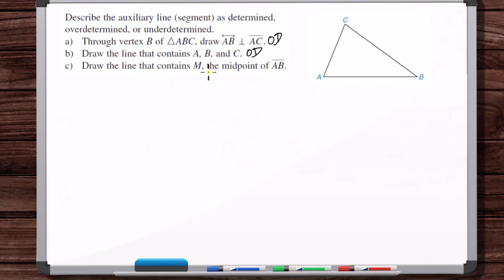Okay, the line that contains M, the midpoint of AB. Yeah, you see, that's underdetermined, right? They're saying draw the line that contains the midpoint M. Draw the line, right? That implies a unique line that contains the midpoint M. Well, there's an infinite number of lines that go through point M. That's the only information they gave us. If they said it goes through point C and also goes through midpoint M, that would be nicely constrained or determined. So this is underdetermined.